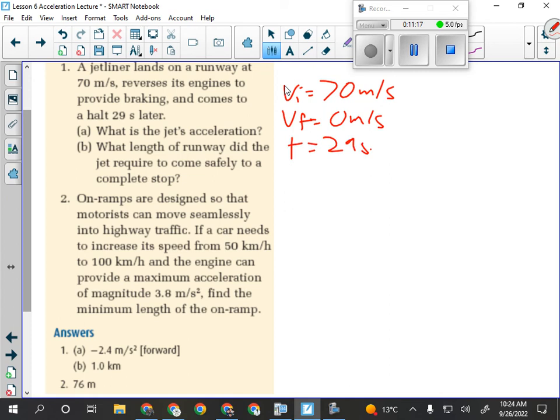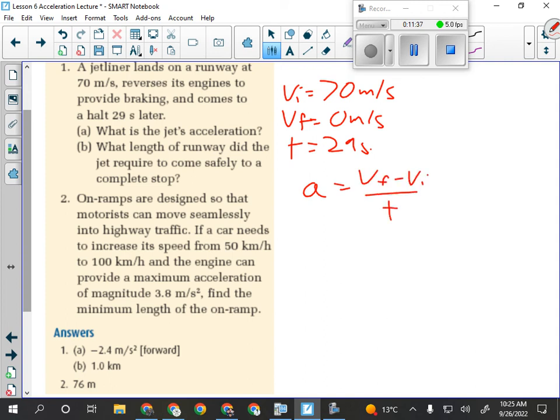Do I need the formula we just went over for this one? No, because it's a trick. I just wanted to see how many people are paying attention. I don't have the givens for Vf squared equals Vi squared plus 2AD. I do, however, have the givens for this.